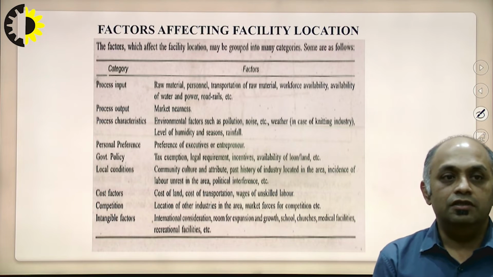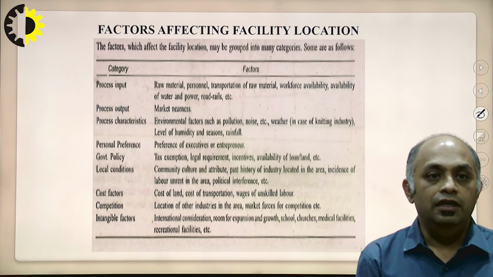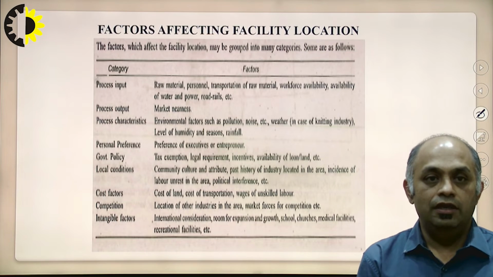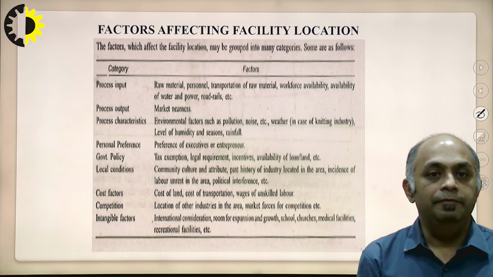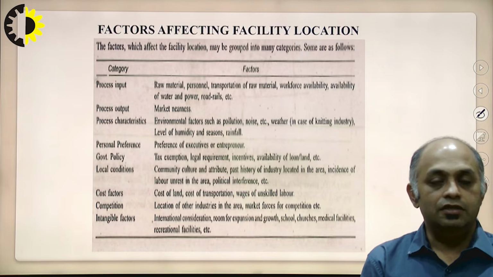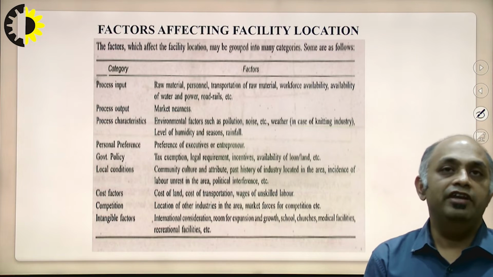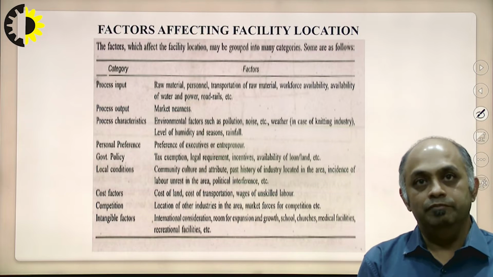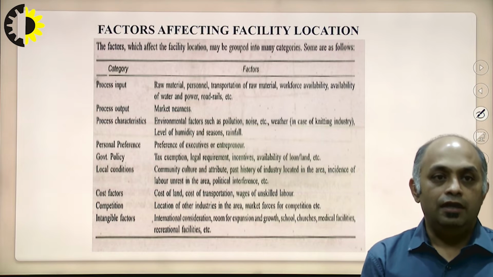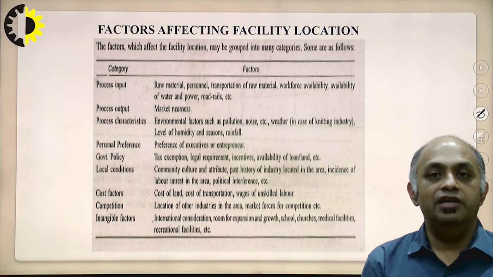Next thing is local community conditions. Local conditions are basically the community culture and attributes. There is the history of the industry located in the area, incidence of labor unrest in the area, political interference, etc. We have seen this in India also. We have seen that some places are not very much preferred by companies to start their setups because of the community culture and other attributes. There are some incidences that generally happen in that area.